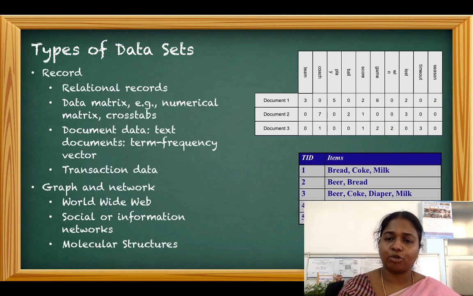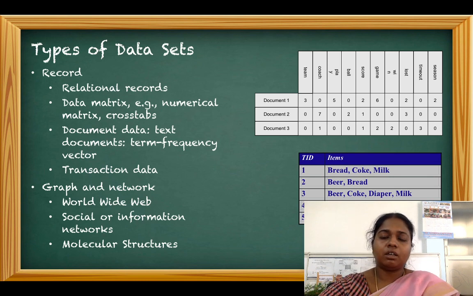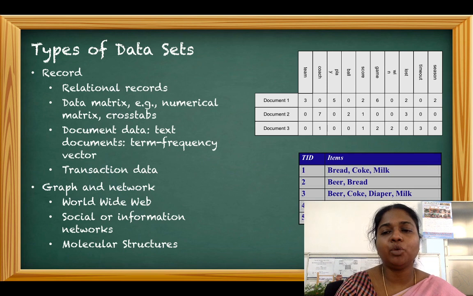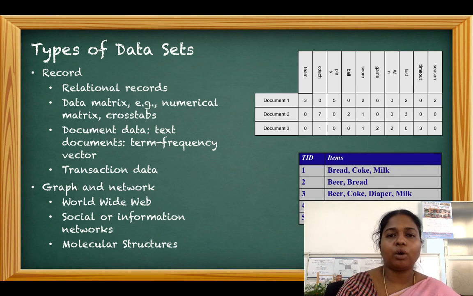some examples are shown here. So I have seen certain documents, certain transaction data. All of these are represented in the form of a matrix. This is called transactional data. So for every transaction, you enter one particular row in the database. This is a relational database system.